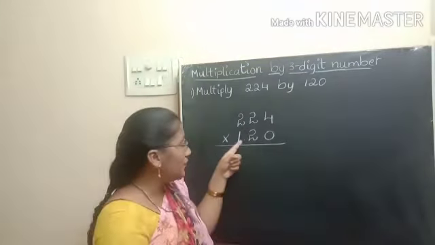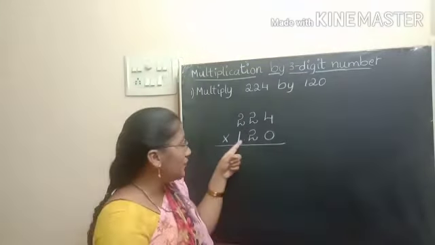Understood? Now we should multiply each and every digit of multiplicand with the digit in tens place of multiplier. Multiplication with 0 is completed. Now we should multiply with 2. Before that, we should put 0 in ones place, because we are multiplying with the digit in tens place. That's why we should put 0 in ones place.